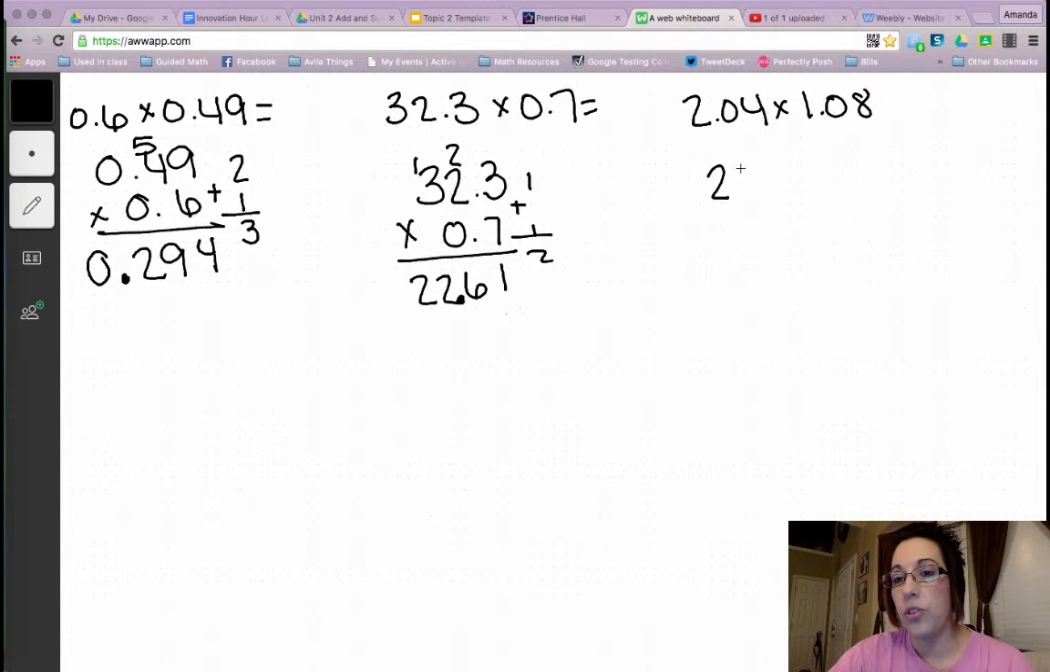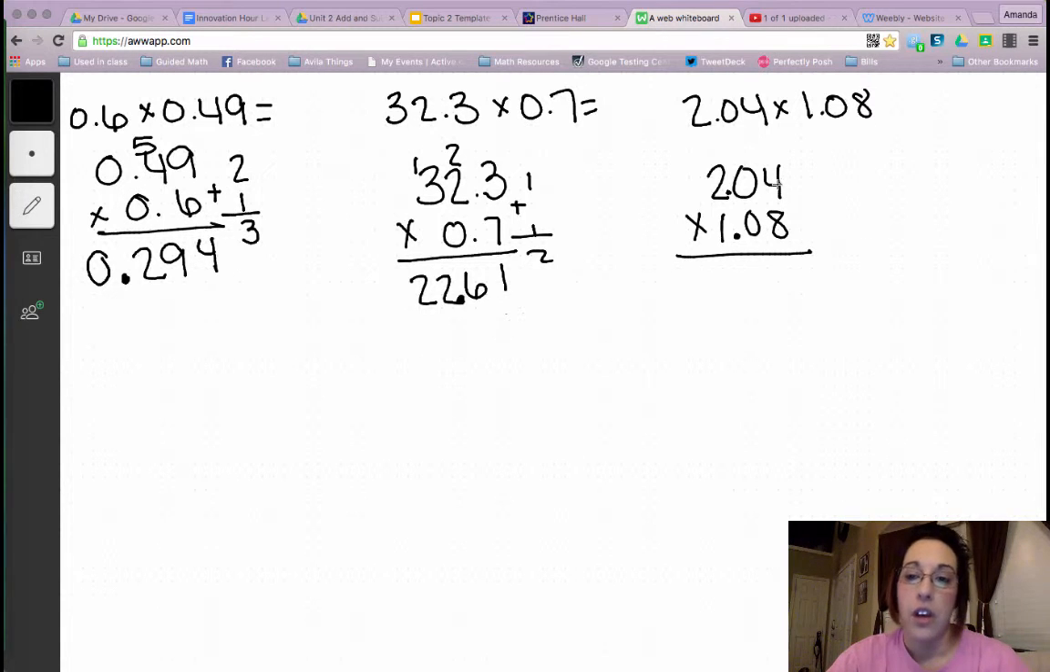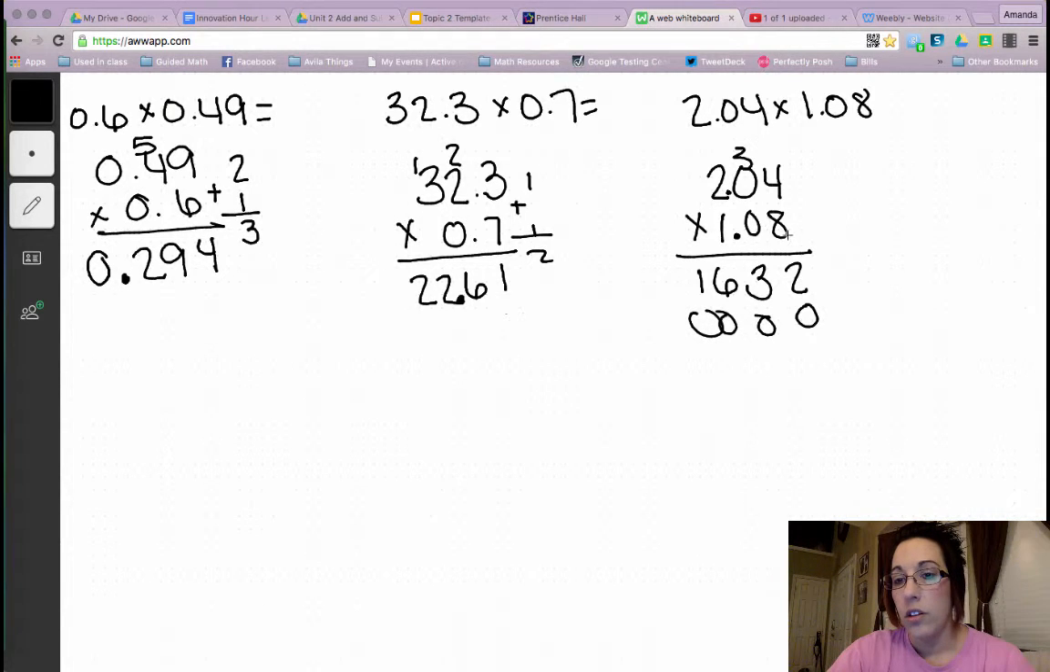We have 2 and 4 hundredths times 1 and 8 hundredths. 3-digit by 3-digit multiplication. This is a little bit challenging. 4 times 8 is 32. 8 times 0 is 0 plus 3. 8 times 2 is 16. 0. We don't have to do that middle row because it's going to be all zeros. So the second row we do 2 zeros to start with.